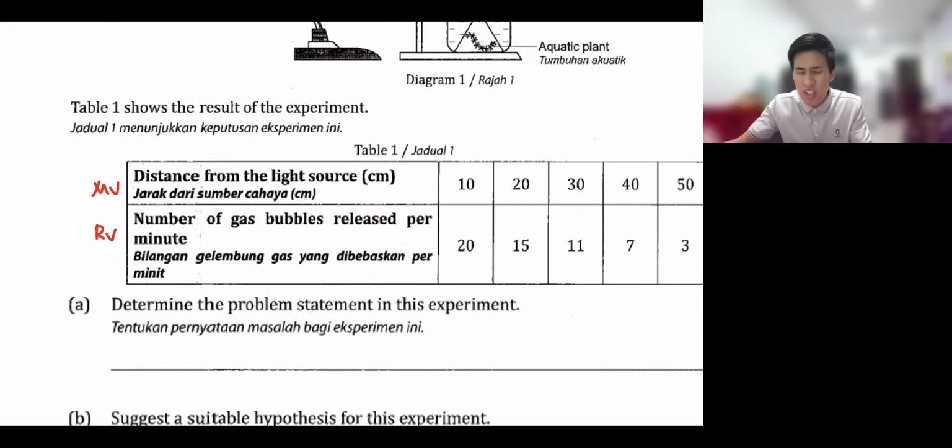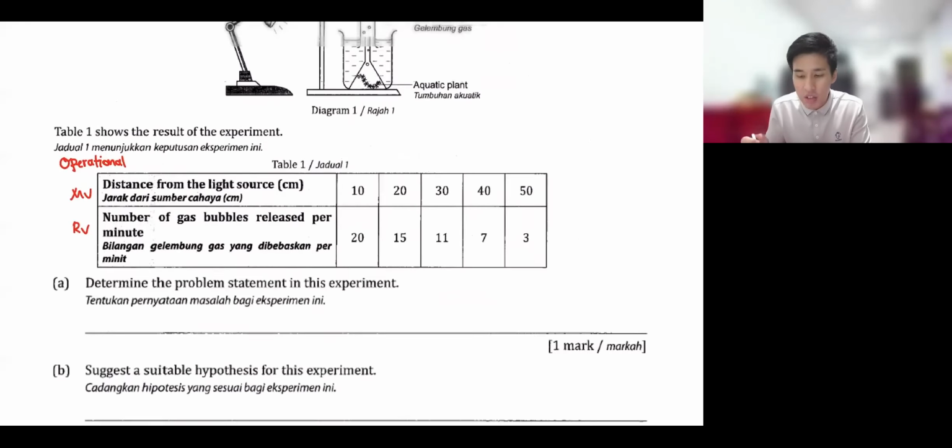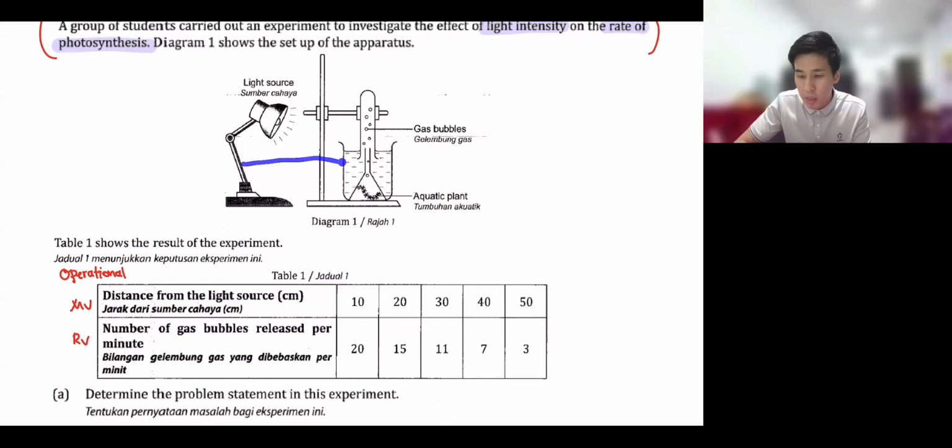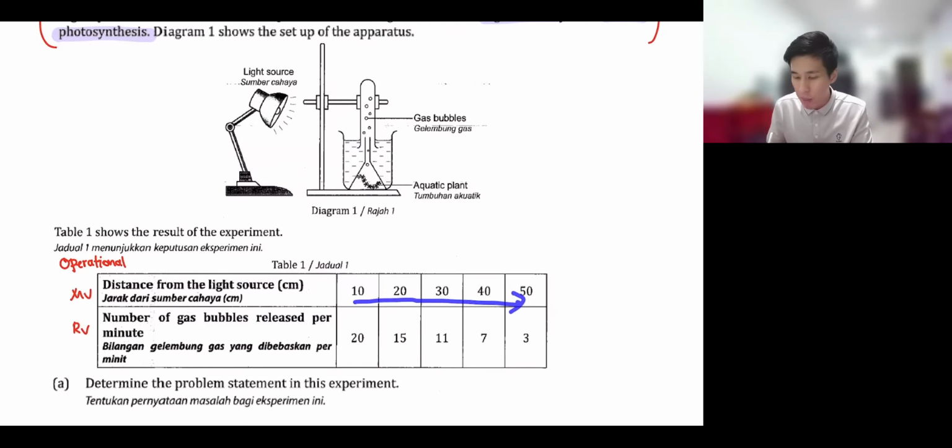But when you do the experiment, you need a different set of variables, because you need something to control the MV and RV. So this one, we call it operational. But the question, they won't ask you this, that you know then can already. Okay? So obviously you all know, right? The closer the light towards the plant, the shorter the distance means you got more light, right? That's why you can see the further the light, the number of gas bubbles released decreases. Meaning the further the light, the lesser light intensity, you got lesser photosynthesis because lesser bubbles, lesser oxygen come out.